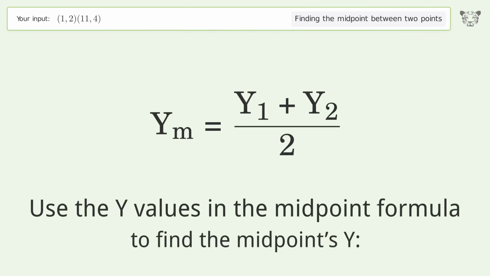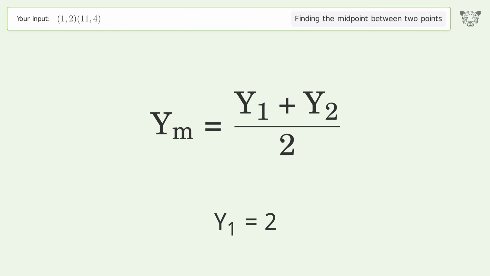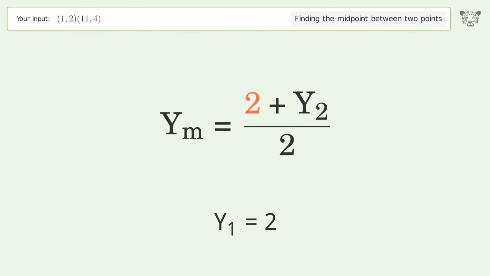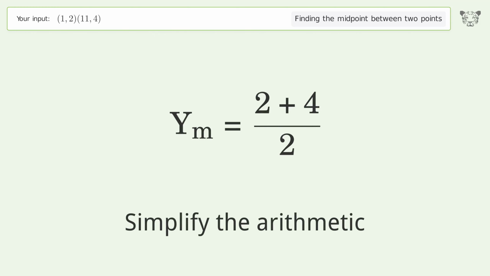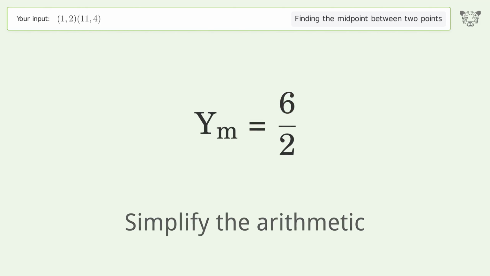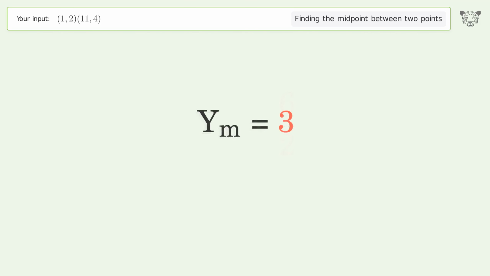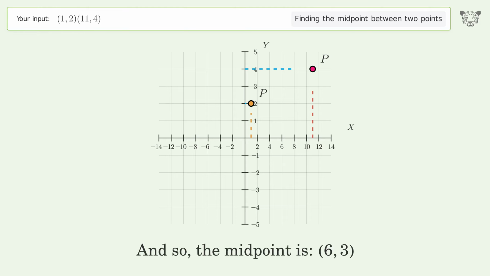Use the y values in the midpoint formula to find the midpoint's y. y1 equals 2. y2 equals 4. Simplify the arithmetic. And so, the midpoint is 6, 3.